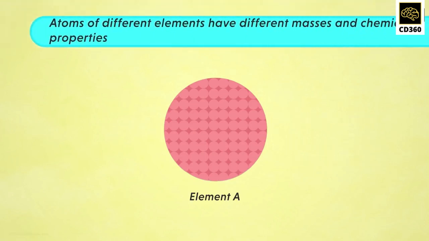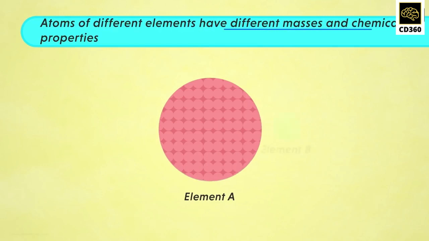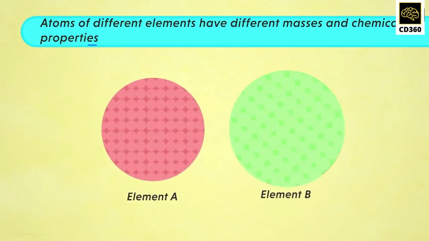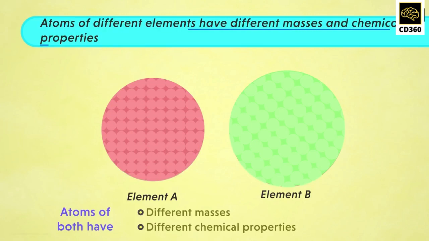And does this explain the fourth postulate too? Yes, the fourth postulate states that atoms of different elements have different masses and chemical properties. So are we able to notice that atoms in element A are different from those in element B? Absolutely. And in what sense are they different? Atoms in element A and B have different masses and even different chemical properties. In simple words, it states that atoms of different elements are different.